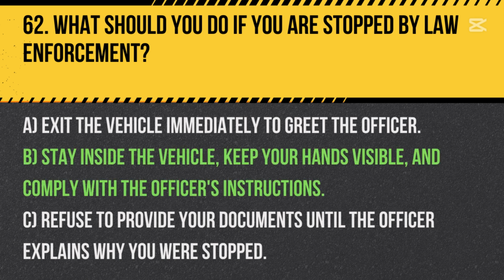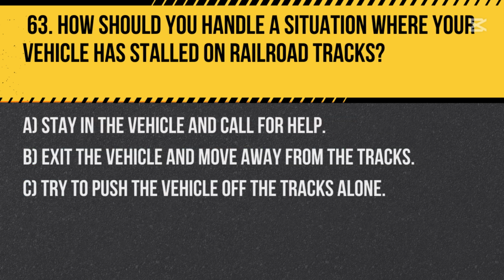Answer. B. Stay inside the vehicle, keep your hands visible, and comply with the officer's instructions. This ensures both your safety and the officer's during the traffic stop. Question 63. How should you handle a situation where your vehicle has stalled on railroad tracks?